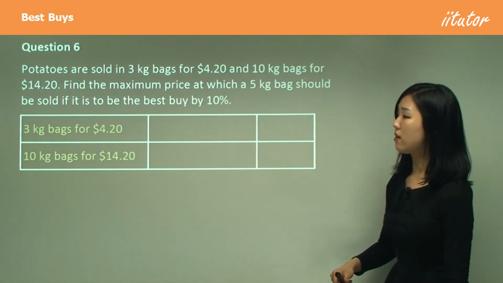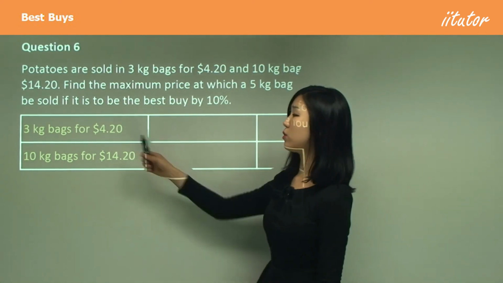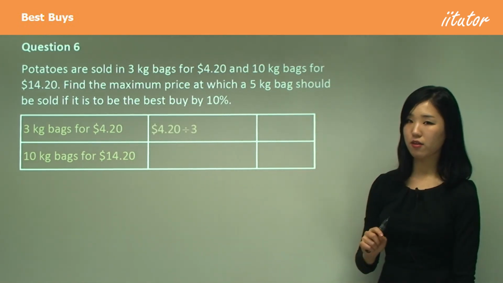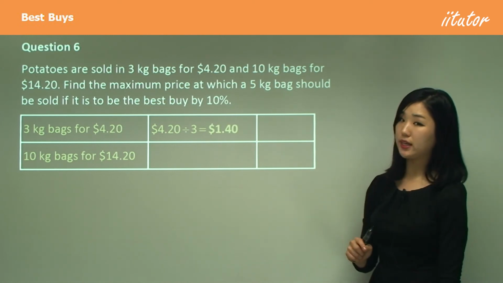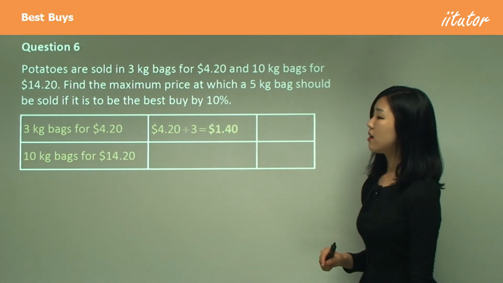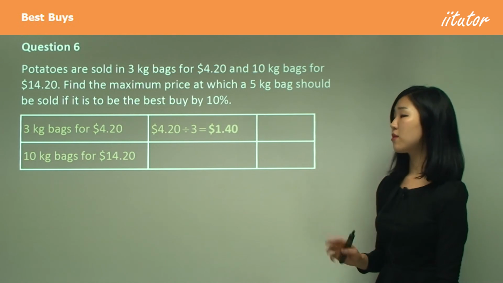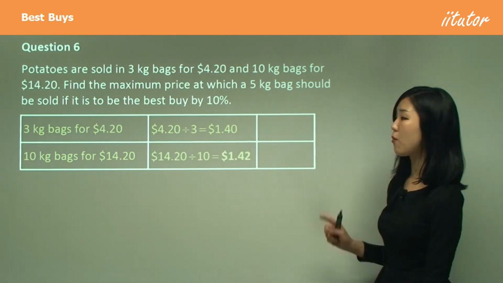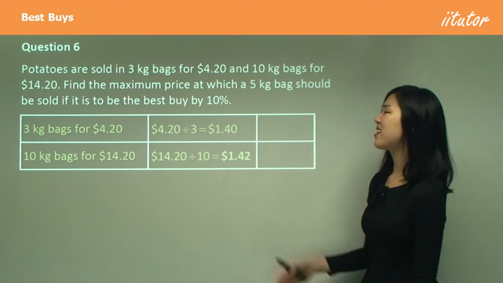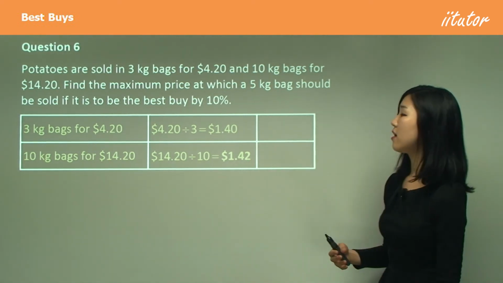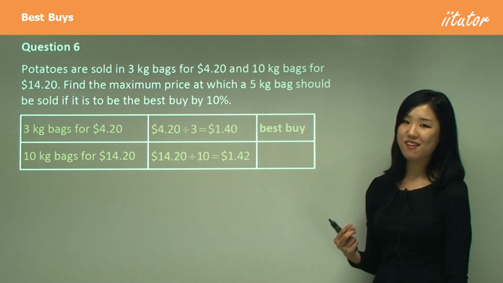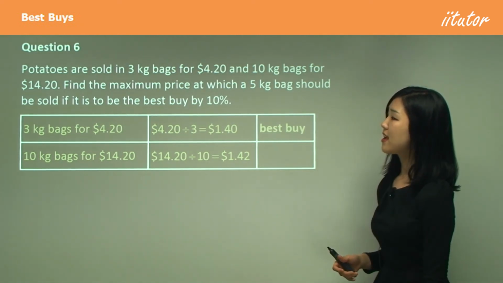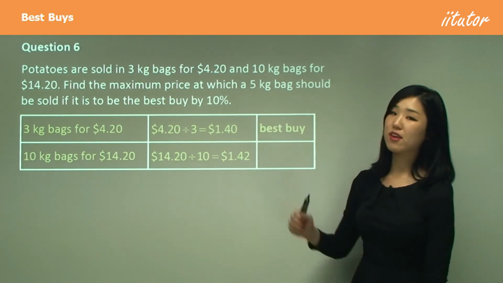So in the first one, the 3 kilogram bag that costs $4.20, I'll simply divide it by 3 to find the cost of 1 kilogram. And that would get you $1.40. And for this one, $14.20 for 10 kilograms, we simply divide it by 10 and get $1.42 for the cost of 1 kilogram of potatoes. So you can clearly see that this one is the better buy. So I can say that the 3 kilogram bag is the best buy, I would probably go for the 3 kilogram one. You can see that we want to purchase a 5 kilogram bag.